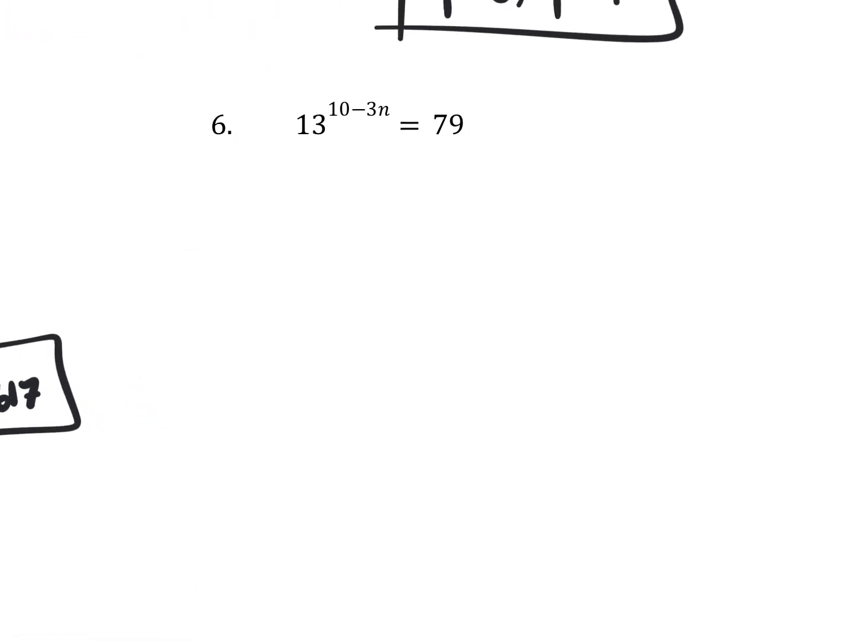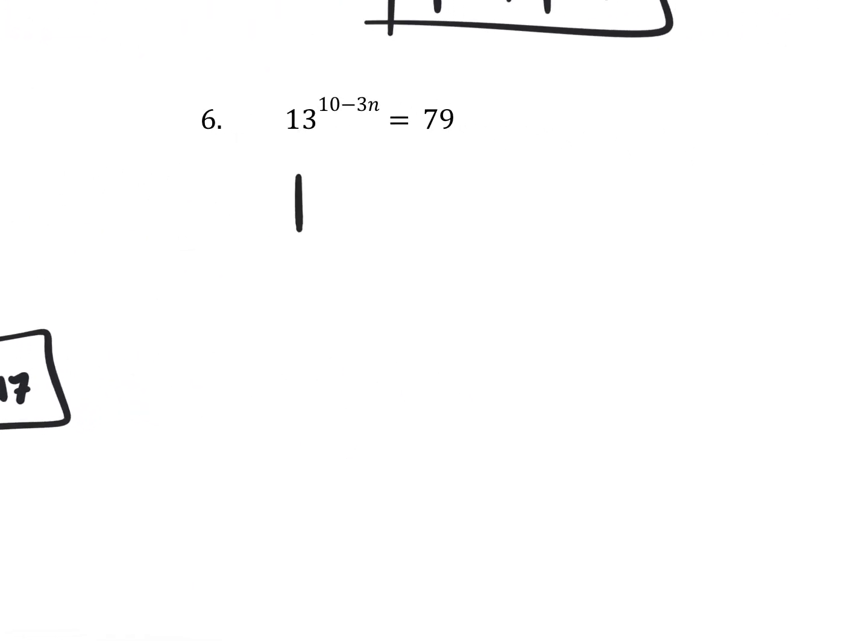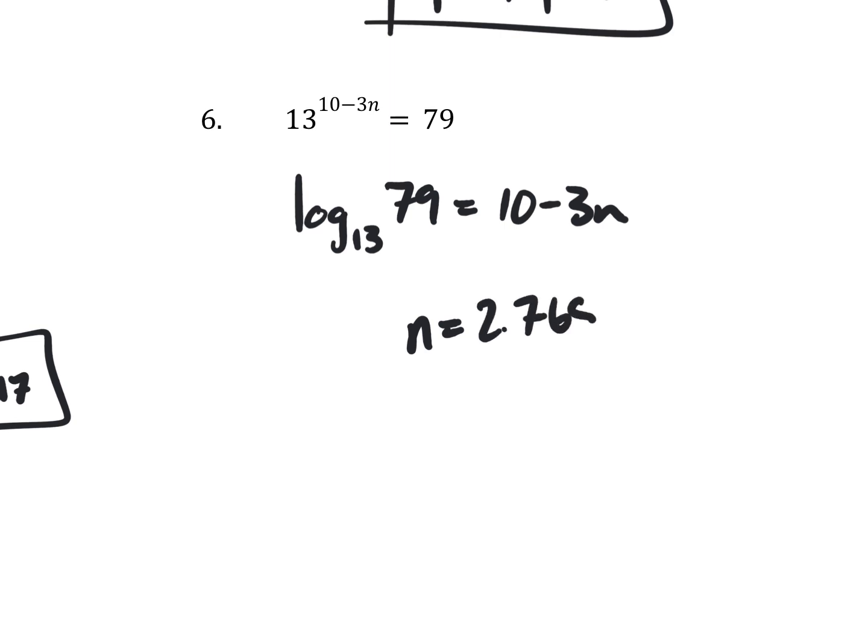Okay, number 6. This one is just straight up converting to logs. Log base 13 of 79 equals 10 minus 3n. Subtract 10, divide both sides by negative 3. I get n equals 2.7655.